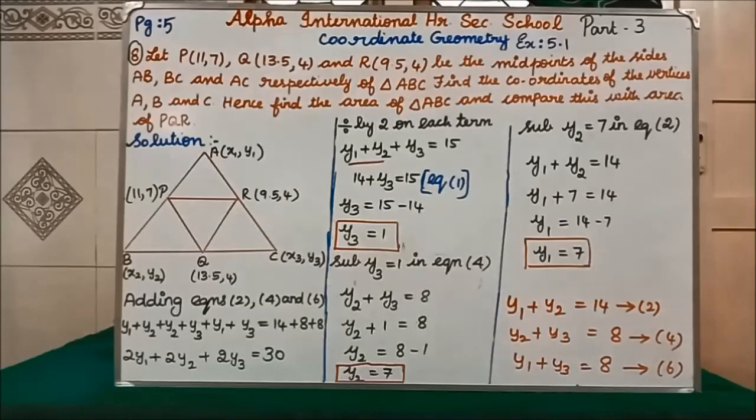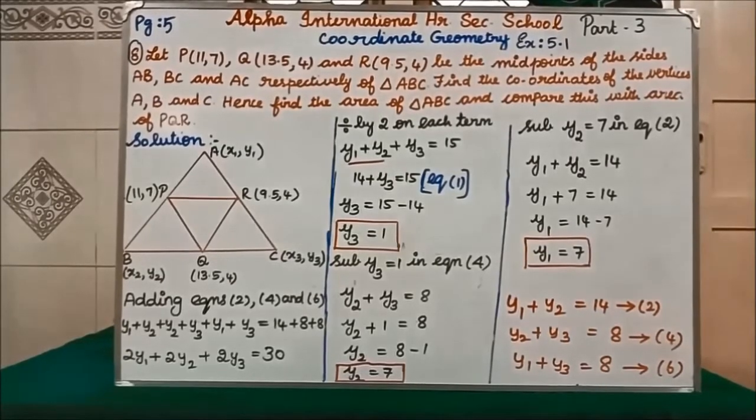Students, so far what we have seen, we have found the x1 value, y1 value, x2 value, y2 value and x3 value and y3 value. Everything we have found of triangle ABC. Now we are going to find the area of triangle ABC. Clear? Now we will see the remaining.